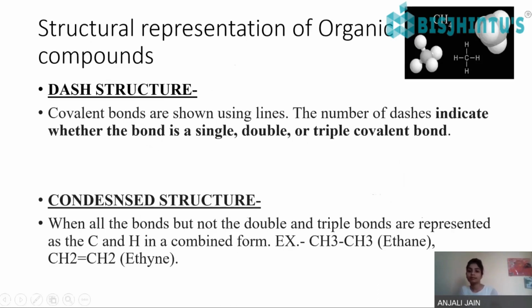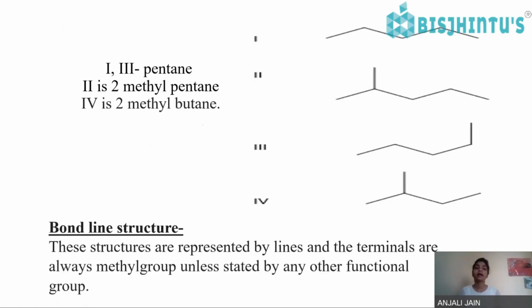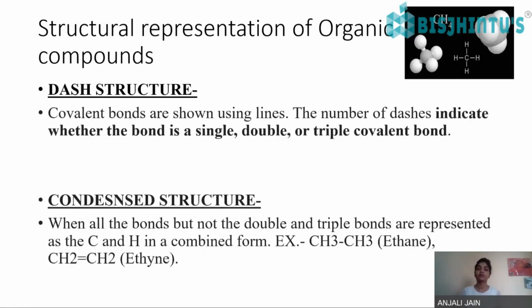So, this is the structure of methane. I can represent it in three forms: dash form, condensed form, and bond line structure. Dash form, as I represented in this figure: in methane, the carbon is attached to 4 different hydrogens in the form of a dash. The dash is used to show the covalent bonding between carbon and hydrogen, because they have formed the bond by sharing of electrons.